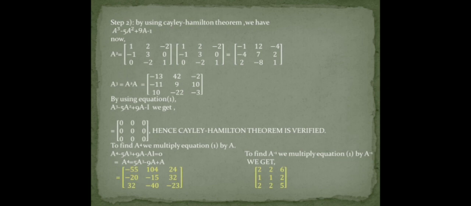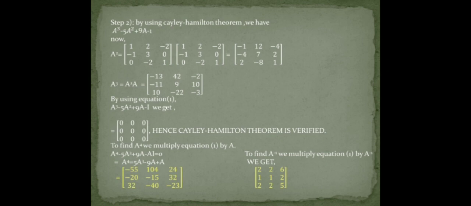A cube equals A square into A. So the equation becomes [-13 4 2; -2 11 9; 10 10 -22 -3]. By using equation 1, A cube minus 5A square plus 9A minus I, we get the zero matrix. Hence Cayley-Hamilton theorem is verified.